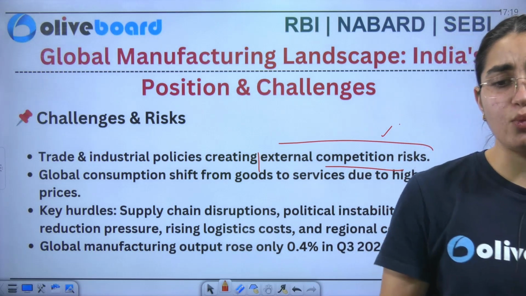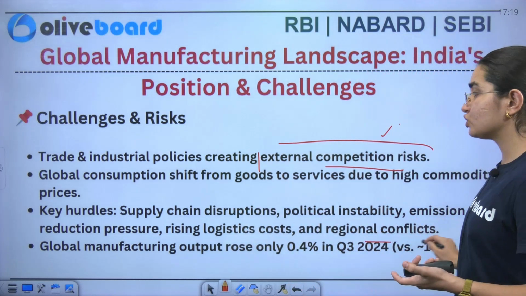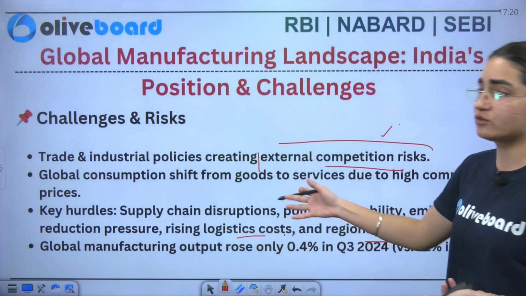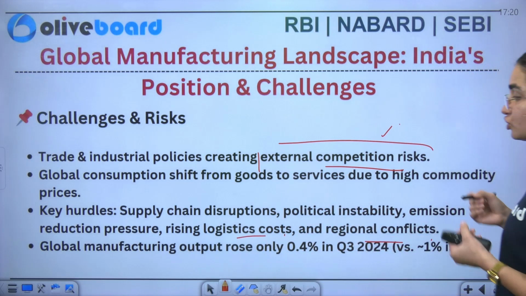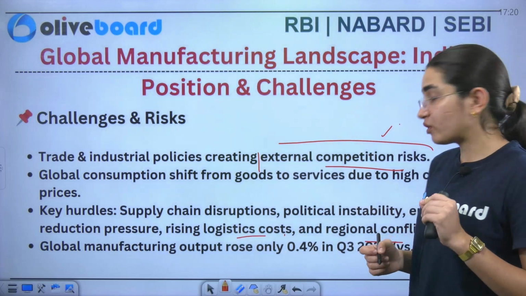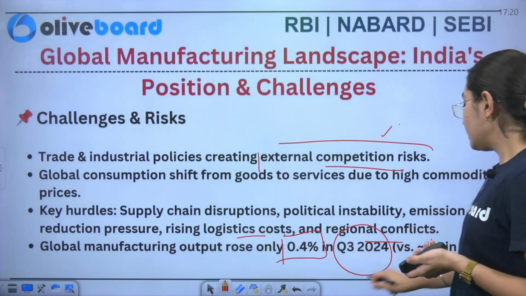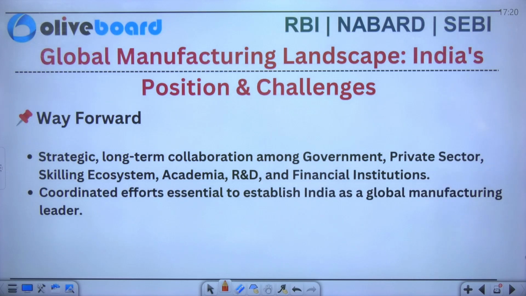That is also bringing some change in it. Next, regional conflicts are there, emission reduction pressure is there, a rise in logistic cost is there, and the rest of the things associated with it. Now you have global manufacturing output, which rose by only 0.4%, which is very, very less, if I specifically talk about quarter 3 2024. Okay, now we'll see what the way forward is.